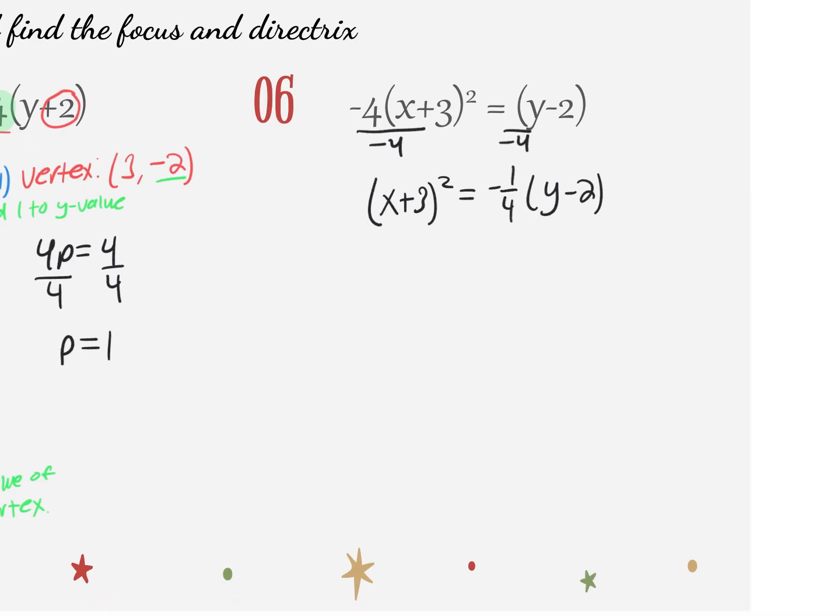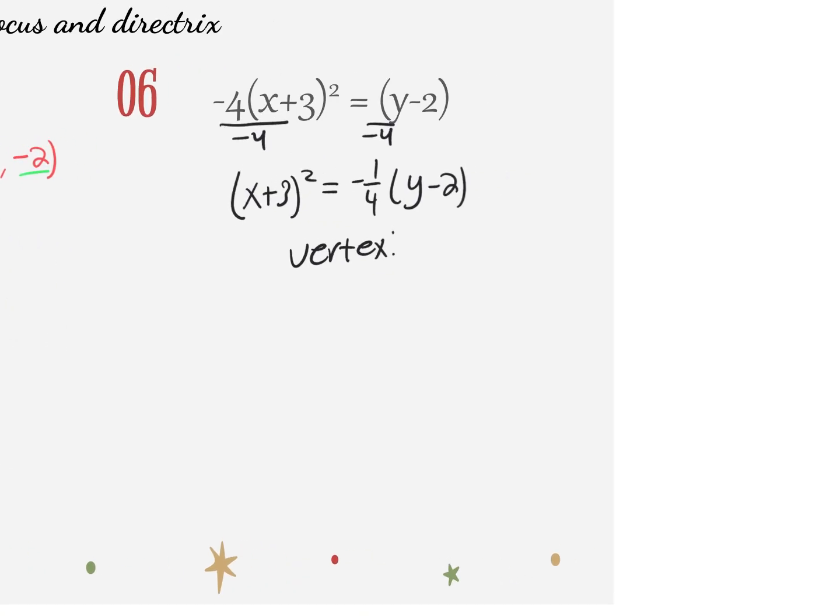All right, let's find our vertex. That seems like the easiest thing to find first. All right, remember it's h comma k. H is always with the x, so it's going to be -3, comma, k is always with the y, and it's going to be +2. Remember, in the equation, it's x minus h and y minus k, so you're going to use the opposite of the sign that you see inside of your parentheses.